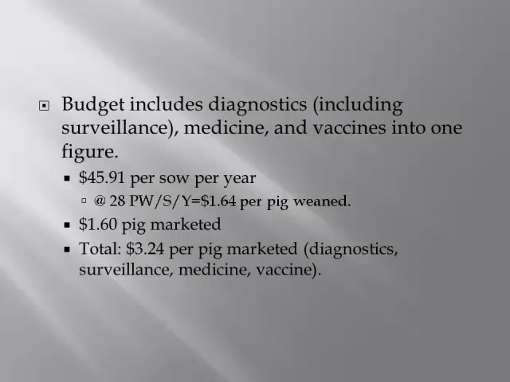And I divided that out. If it's 28 pigs weaned per sow per year, that's $1.64 per pig. And then the other number he shared with me is $1.60 per pig marketed. So you add those two together, and they've got $3.24 per pig marketed, and that includes diagnostics, surveillance, vaccine, and medicine for the entire system. Okay? Again, I don't know if that number's right. That's the numbers they use.